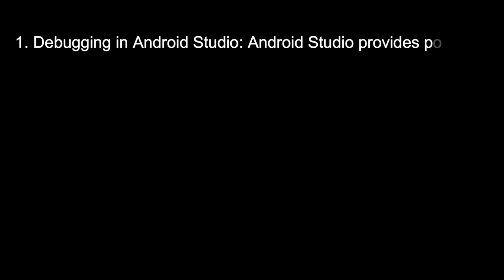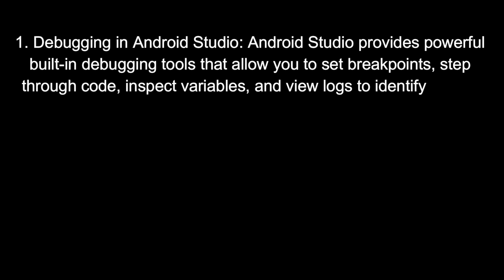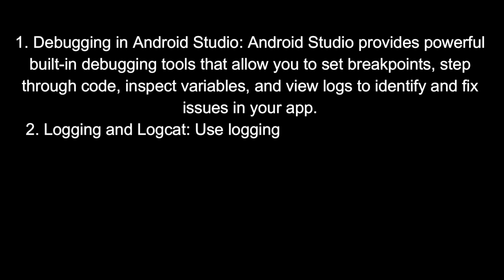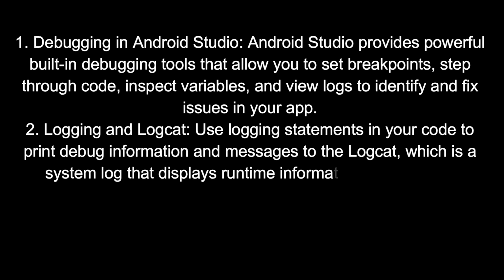1. Debugging in Android Studio. Android Studio provides powerful built-in debugging tools that allow you to set breakpoints, step through code, inspect variables, and view logs to identify and fix issues in your app. 2. Logging and Logcat. Use logging statements in your code to print debug information and messages to the Logcat, which is a system log that displays runtime information for your app.